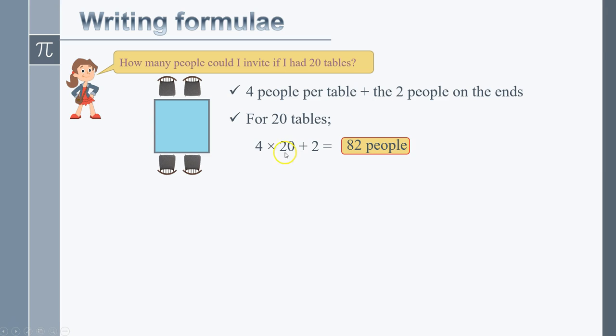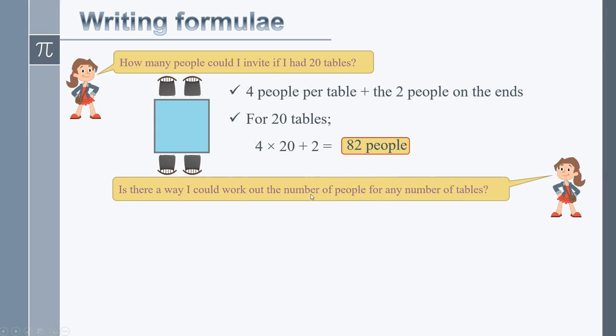So already we're starting to see there's a kind of structure or a formula for how we can work this out. The question, and where we're heading with this one, is: is there any way you could work out the number of people for any number of tables at all? So what we're going to do now is go from a specific number of tables here to a rule that will work for any number of tables whatsoever.